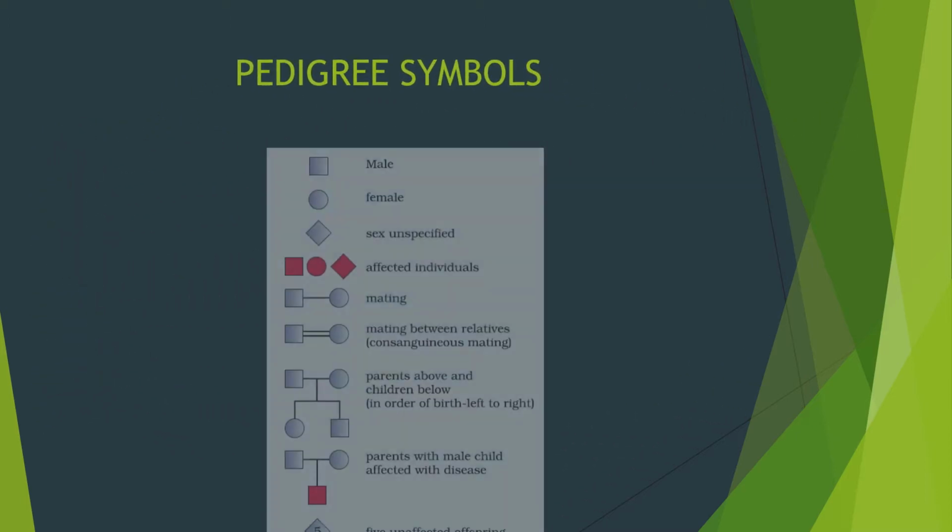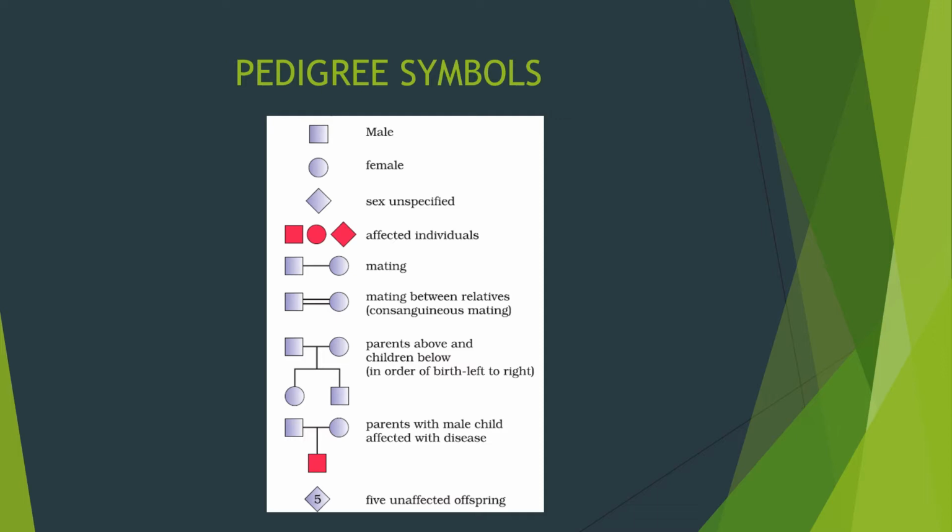Let's have a look into pedigree symbols. Standard symbol representing a male is a square, while that of a female is a circle. A rhombus is used if the sex is unspecified. Filled square, circle, and rhombus represent affected individuals. Mating is indicated by a single line. Mating between relatives is shown by a double line.